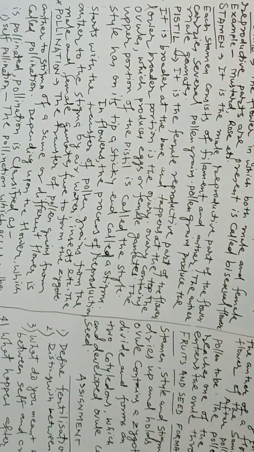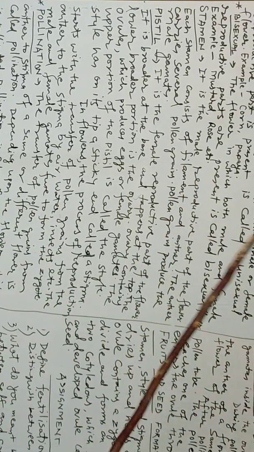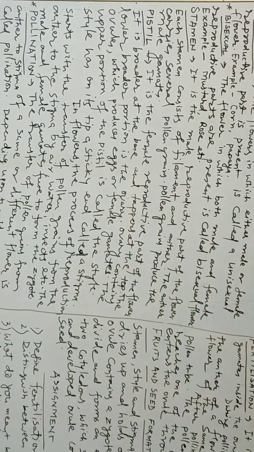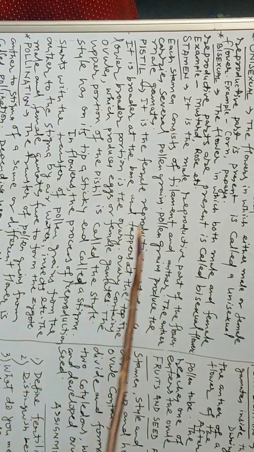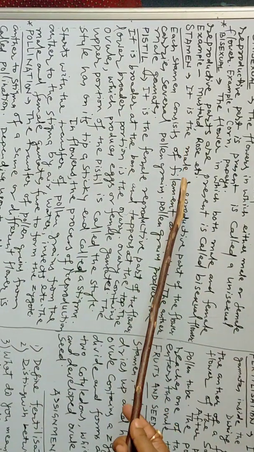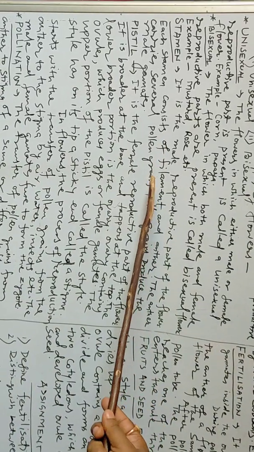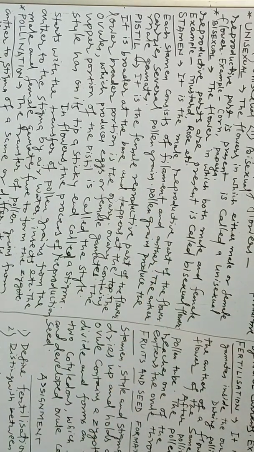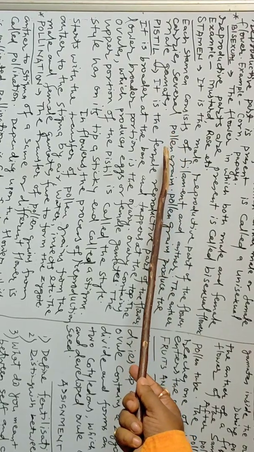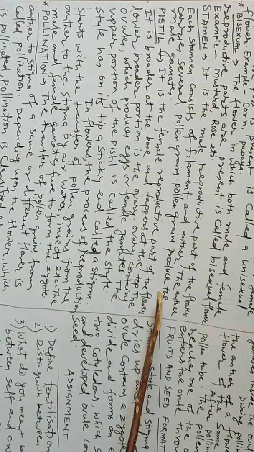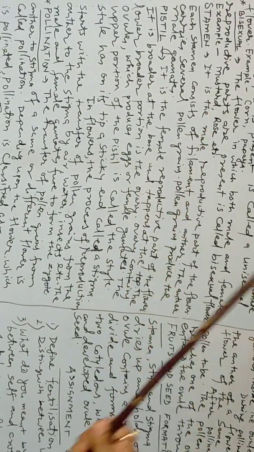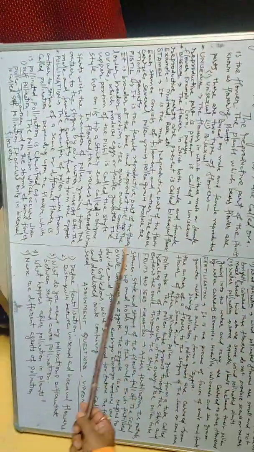Now another one is the male reproductive part and the female reproductive part. When we talk about the male reproductive part of the plant, it is a stamen. A stamen is the male reproductive part of the flower. Each stamen consists of filament and anther. The anther carries several pollen grains. Pollen grains produce the male gamete, whereas pistil is the female reproductive part of the flower.